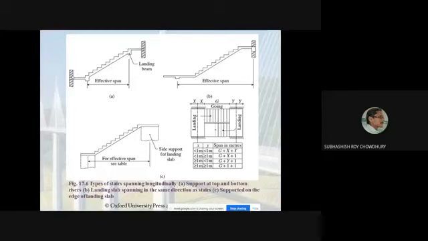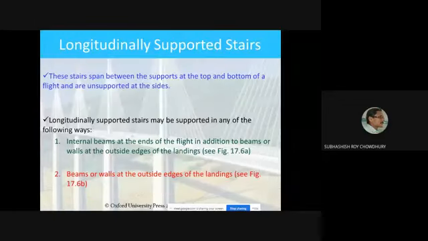This is the direction of the movement through the stair. So this direction will match the direction of the effective span. More or less it is an inclined slab, but the effective span is considered as the horizontal projection of that. So here this is the longitudinally spanned stair. It is supported at the ends of the effective span.